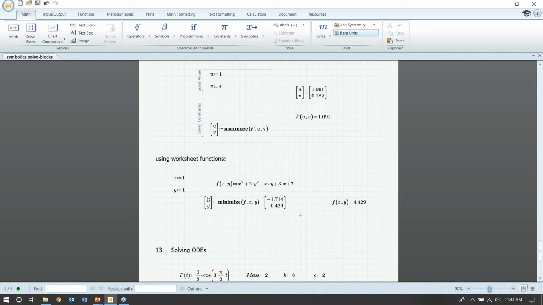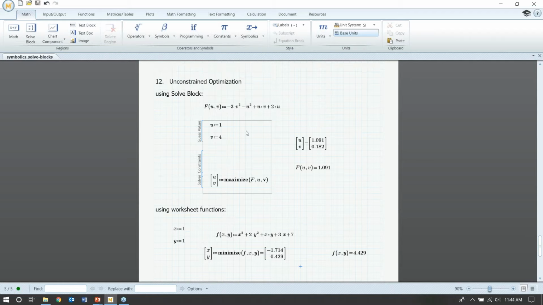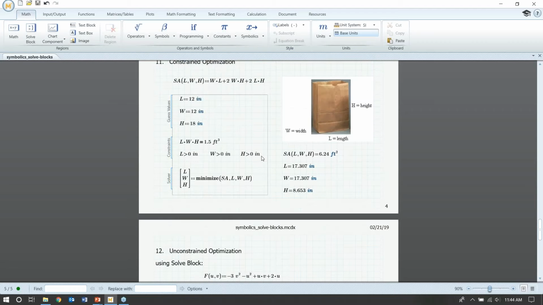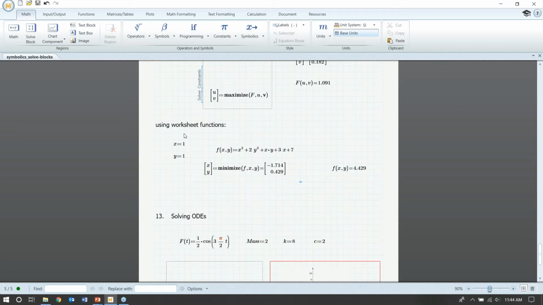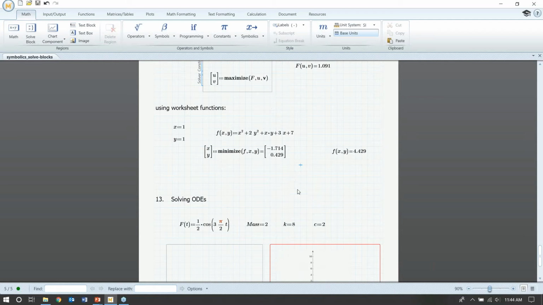Something to take into consideration when doing these optimization problems: a constrained optimization may be harder to do in a worksheet. So if you're going to do constrained, I would definitely recommend using a solve block. Unconstrained ones are pretty straightforward. You can do them in a worksheet very easily.